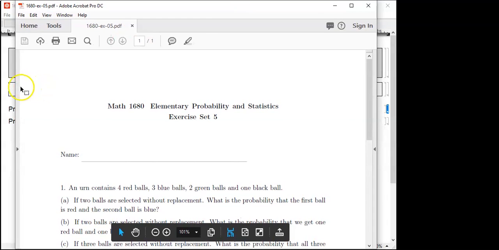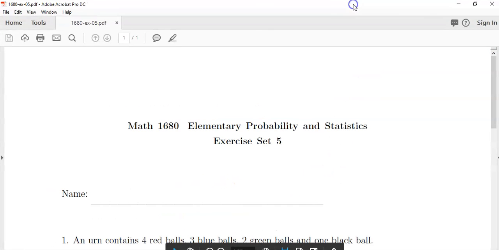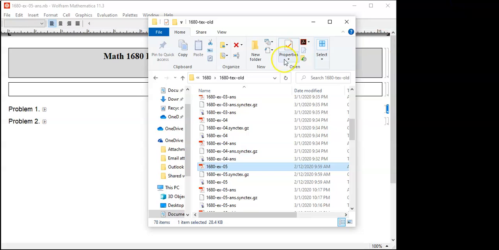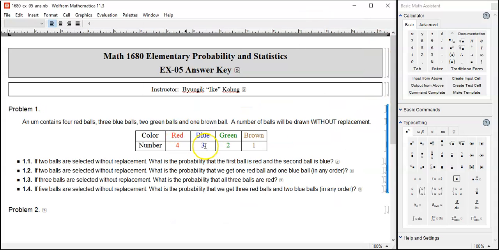Let's see, is that the same problem? 4 red, 3 blue, 2 green, and 1 black. And here we have 4 red, 3 blue, 2 green, and 1 brown. Okay, it's the same problem. And we have throwing the ball with replacement versus without replacement.